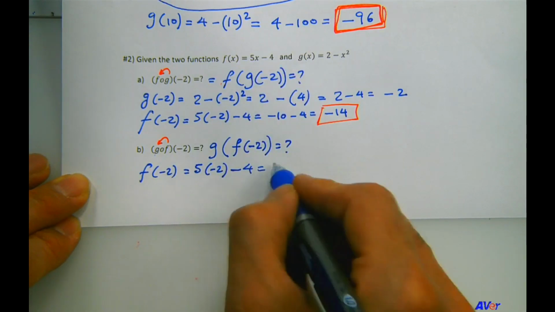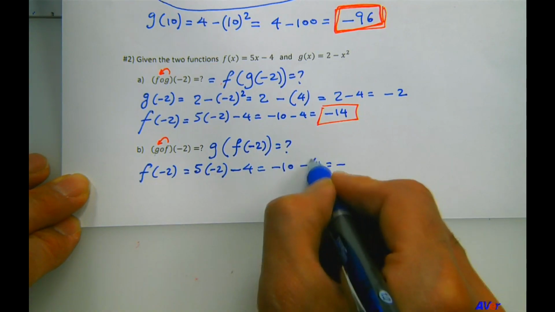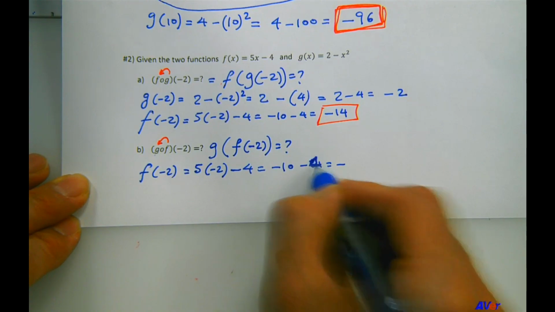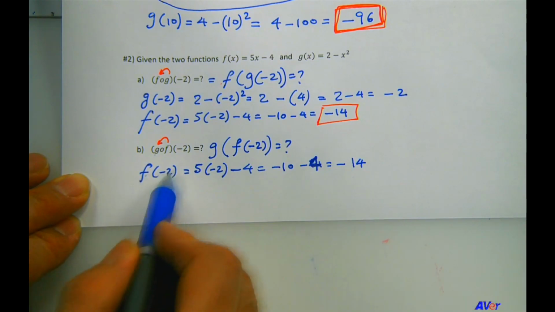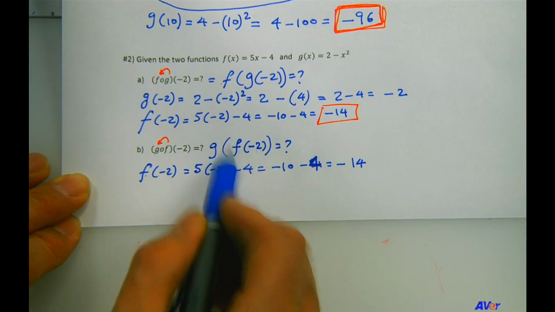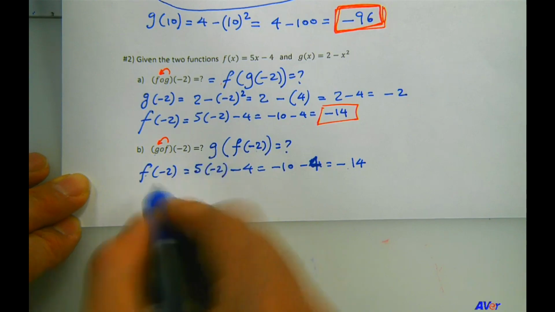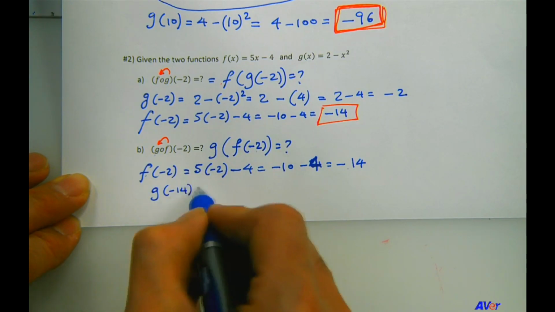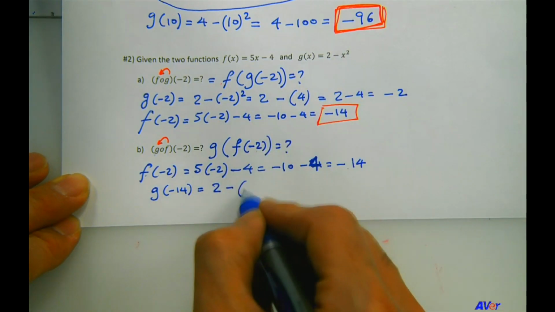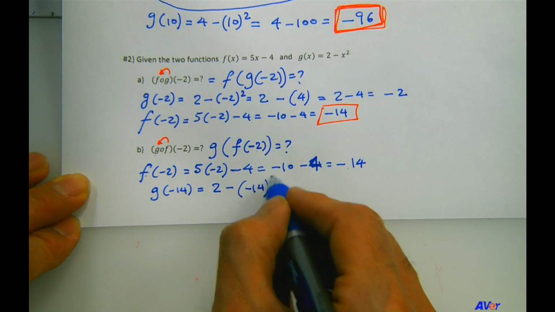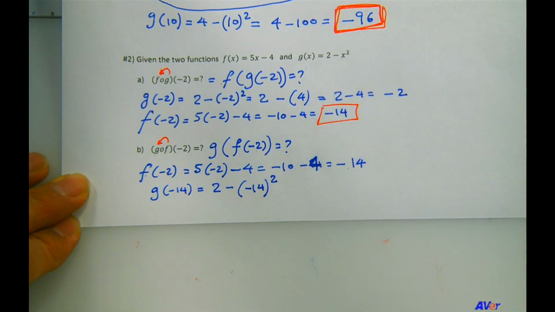So we have -10 minus 4, minus 14. Now, this minus 14 is function f at -2, that piece. So now we need to replace x in g with -14. So g at -14 is equal to 2 minus -14 squared, right? I just replaced x in g with -14.